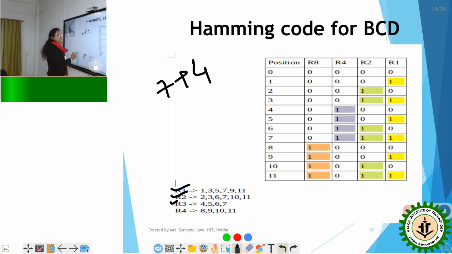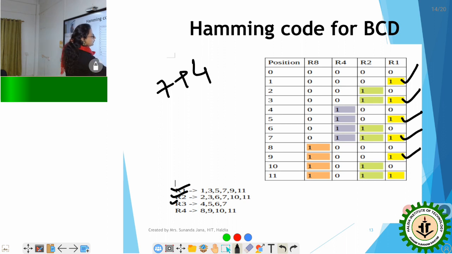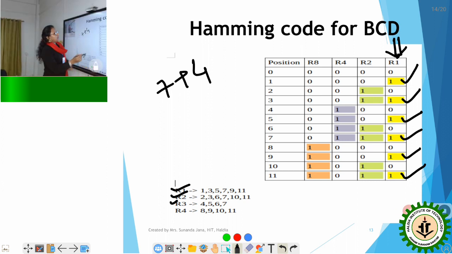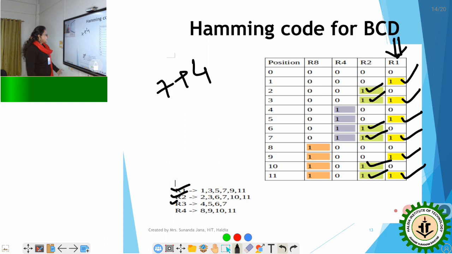After that, for R1, which values will we consider? You can find out that this column has 1 in these positions. So for this column, we will consider those positions whose values are 1. That is 1, 3, 5, 7, 9 and 11. So for calculating the value of R1, we will consider those positions. For R2, in the same way, we will take the second position, third position, sixth position, seventh position, 10th position and 11th position. And in the same way we will calculate for R3 and R4.